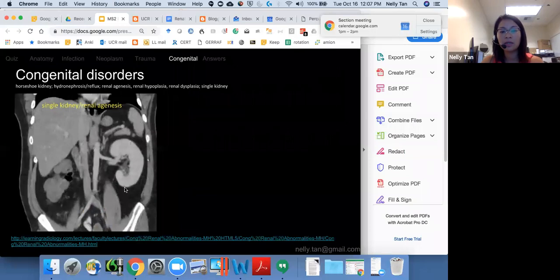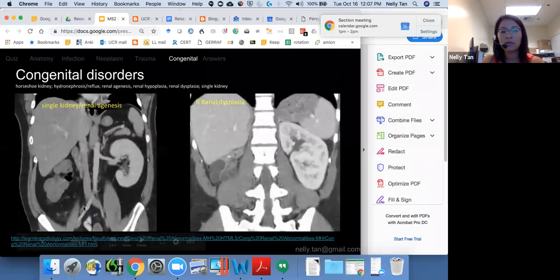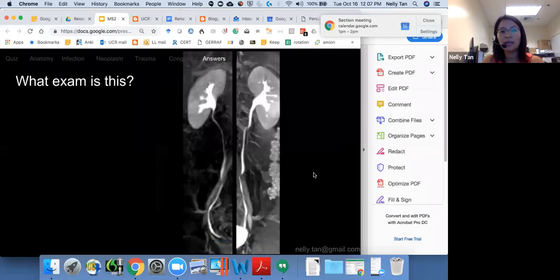It's a single solitary kidney. They just have a congenitally absent right kidney. These are usually associated with Müllerian conditions like bicornuate uterus and septate uterus, things like that. Here we have dysplasia, so you have cystic dysplastic changes of the right kidney, and then you have a normal left kidney. Okay, so we are at the end.